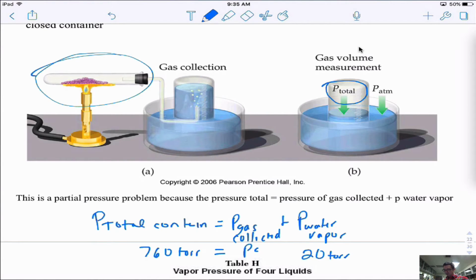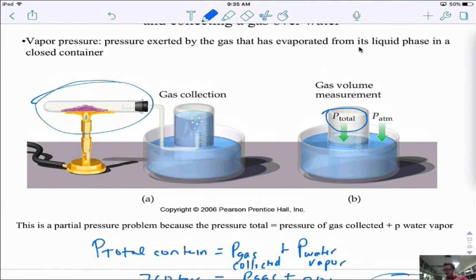I know the pressure of my gas because the total pressure, based on partial pressure equations, will be equal to the two pressures combined. So the pressure of my gas will just be 760 minus 20. The pressure of my gas would be 740 torr. So we'll do this in a lab, and you'll subtract the vapor pressure. This calculation is very, very easy. All you're doing is subtracting the vapor pressure.